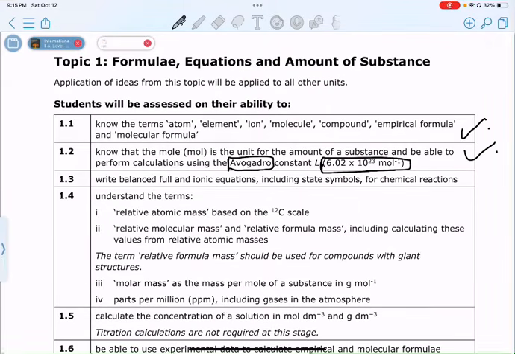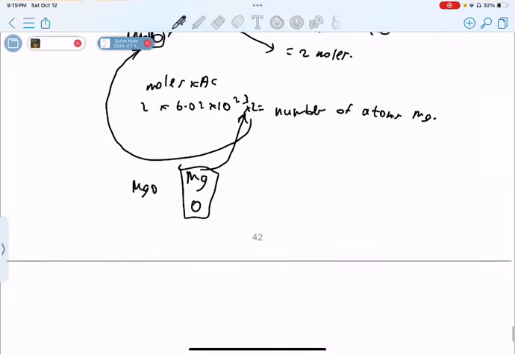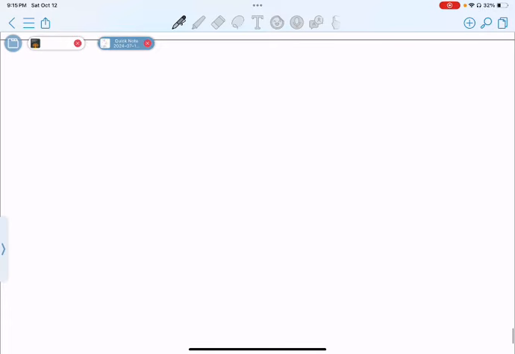So we can just take that. Write balanced full ionic equations, including state symbols for chemical reactions. Okay, now a chemical reaction basically shows the mode of the reaction taking place. So let's have A plus B equals C plus D. These are your reactants and these are your products.